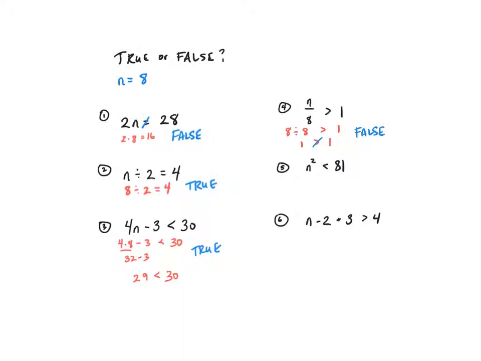Number 5 says n squared is less than 81. If n equals 8, 8 squared equals 64. 64 is less than 81, so that is true.